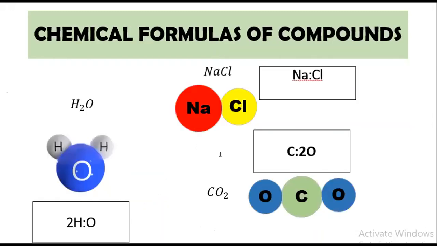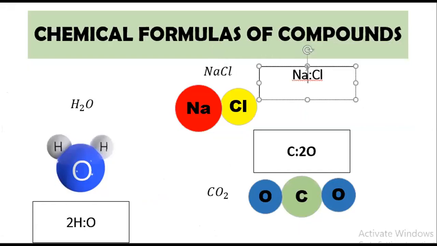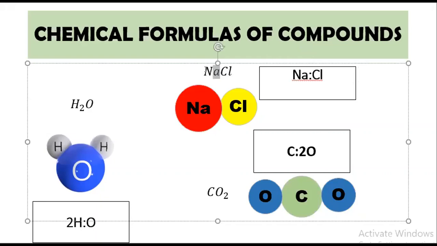Okay, we're nearly done, guys. I just want to show you something called a ratio. If you've done maths, you know that a ratio is when you have one number on one side of a colon, and another number on the other side of the colon. So let's look at salt, which is NaCl. Na is sodium, Cl is chlorine. Because we have one sodium and one chlorine, this is how it's going to look in ratio.